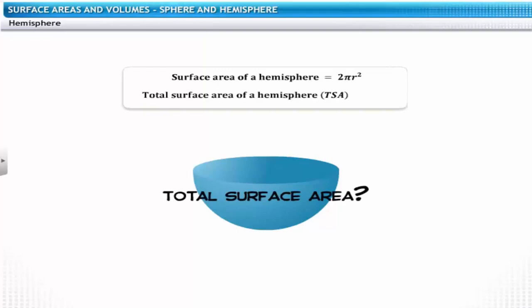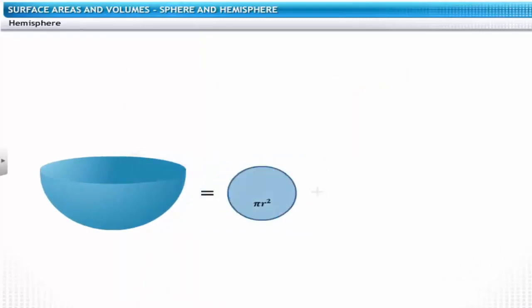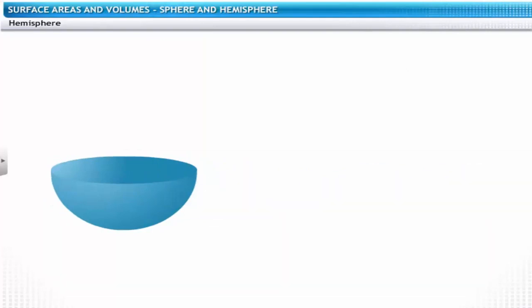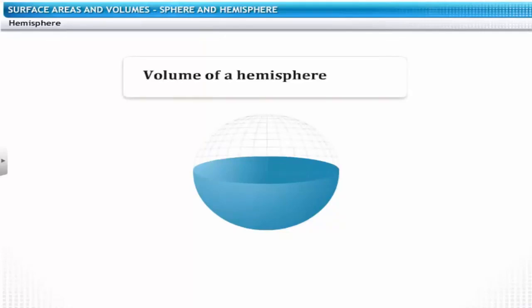Therefore, the total surface area of a hemisphere is the sum of the areas of the curved surface and the flat surface, that is 3 pi r squared. You can observe that the surface area is equal to the sum of the areas of 3 circles of radius r. Now, let's calculate the volume of the hemisphere. Since the hemisphere is exactly half of the sphere, it follows directly that the volume is half the volume of the sphere, that is 2 by 3 pi r cubed.